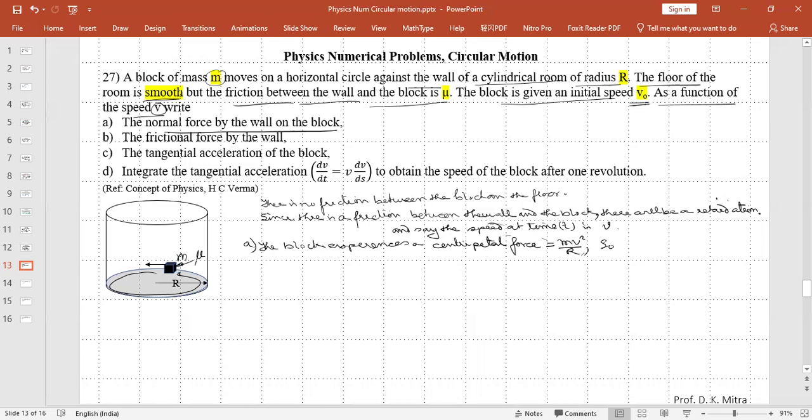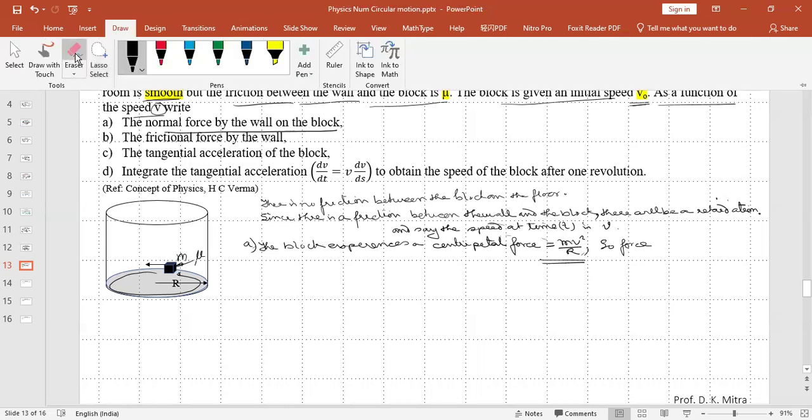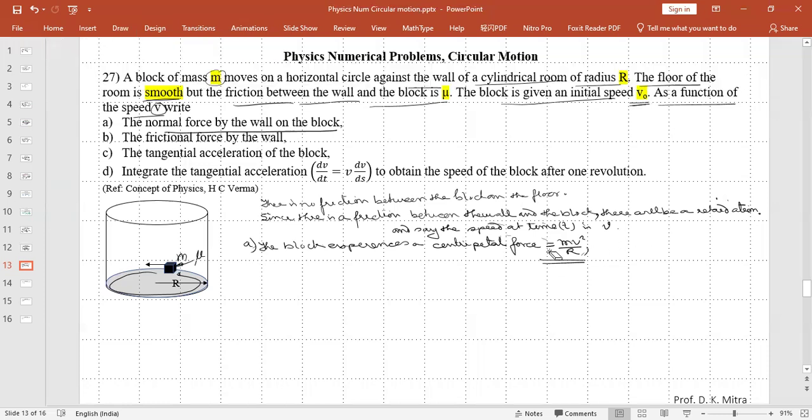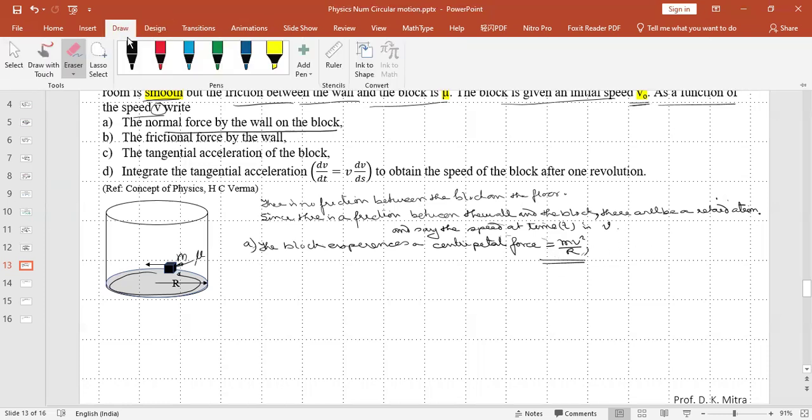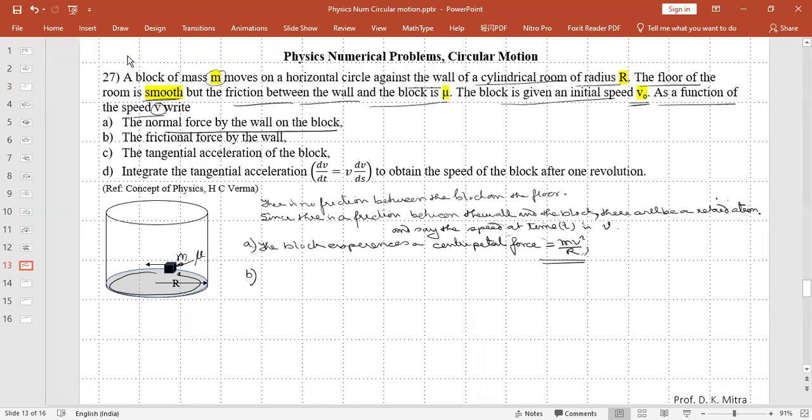So the normal force is mv square by r. So this is the answer they wanted. What is the force? They wanted the force only. B. The frictional force by the wall.